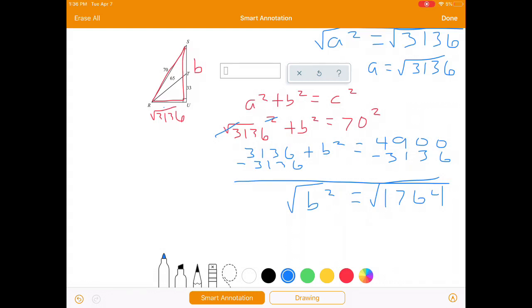And if we go back and look at our directions, it says to the nearest whole number, but this actually happens to be a perfect square in itself. So there's no rounding necessary. So our answer here is going to be just 42.